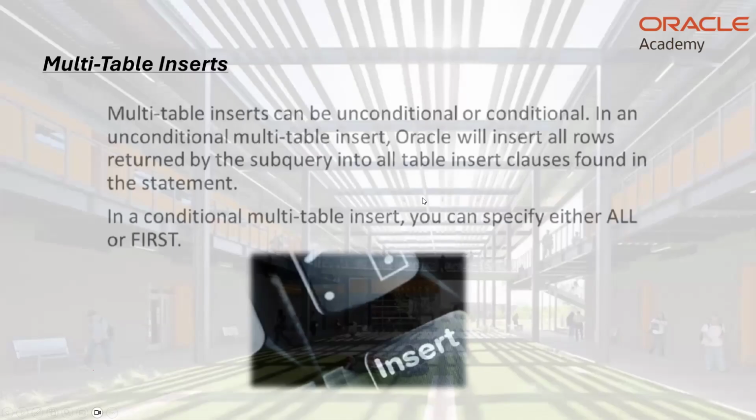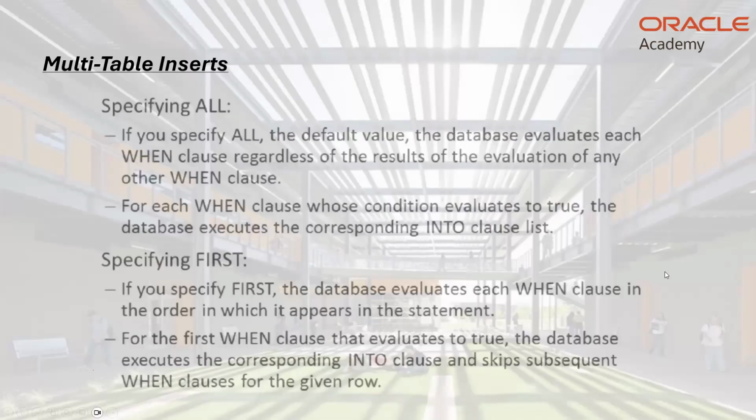So multi-table inserts can be unconditional or conditional. We're talking about inserts. In an unconditional multi-table Oracle insert, all rows returned by a subquery are inserted. In a conditional, you can specify either all or first, which means the first. So we're dealing with tons of data now. If you specify all, the default value, the database evaluates each when clause, regardless of the result of the evaluation. So it's going to evaluate all of the when clauses.